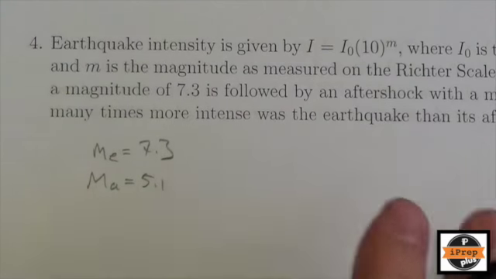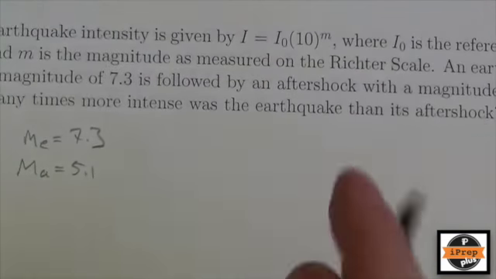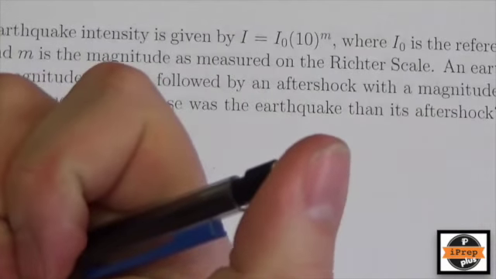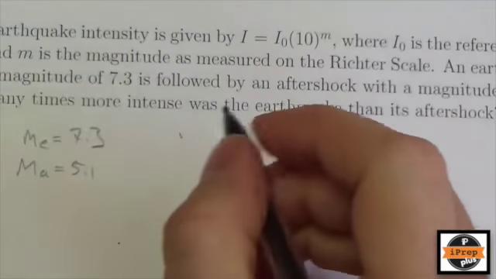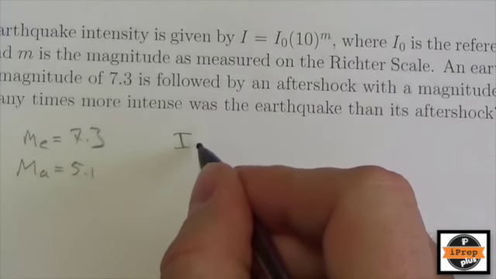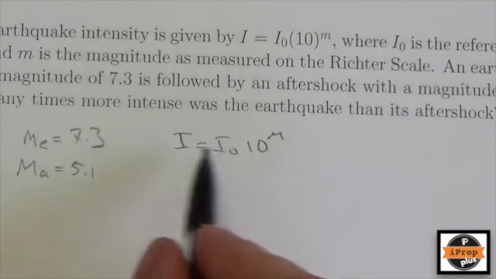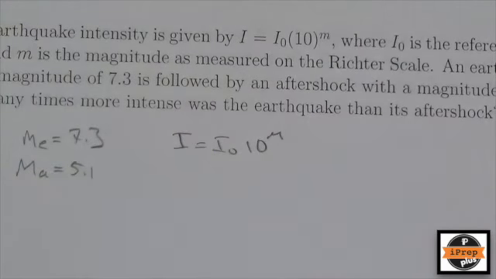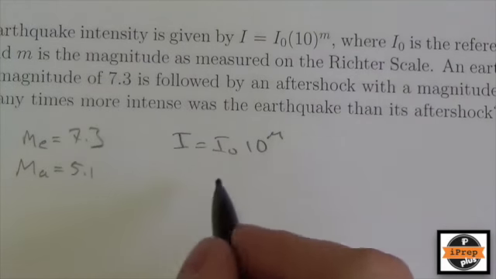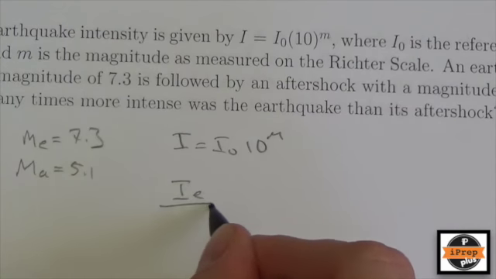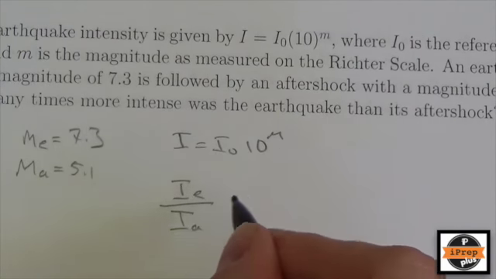Now, the formula that we're given here, I equals, sorry, my pencil's falling apart here. I is equal to I naught 10 to the m here. This formula is going to allow us to create a way of comparing these two things. I want to compare intensities, so I want the intensity of the earthquake, and I want to divide that by the intensity of the aftershock.